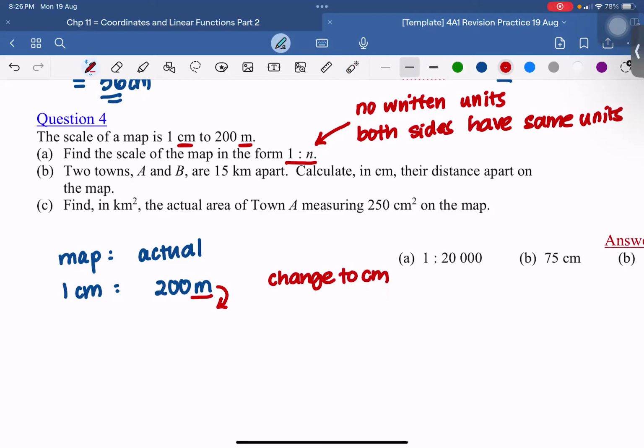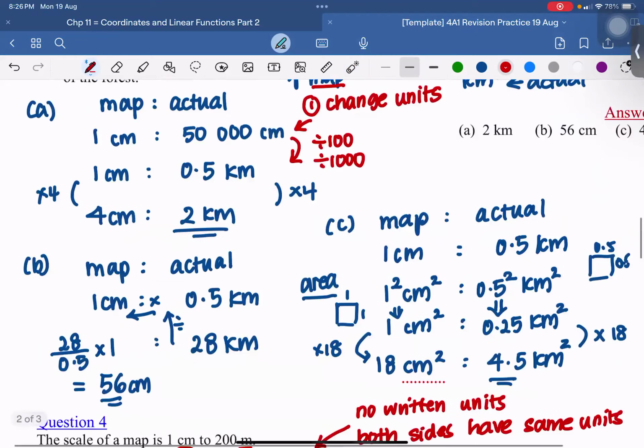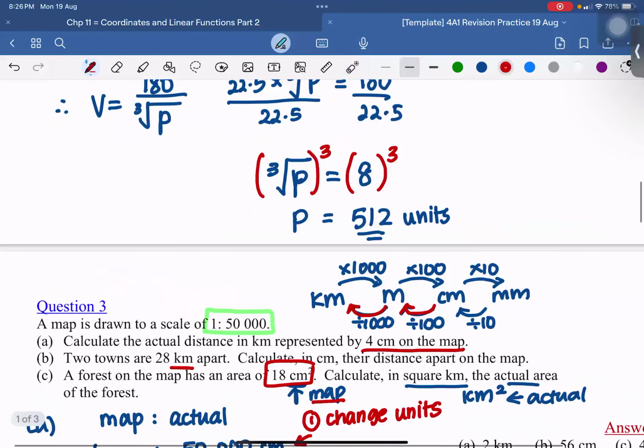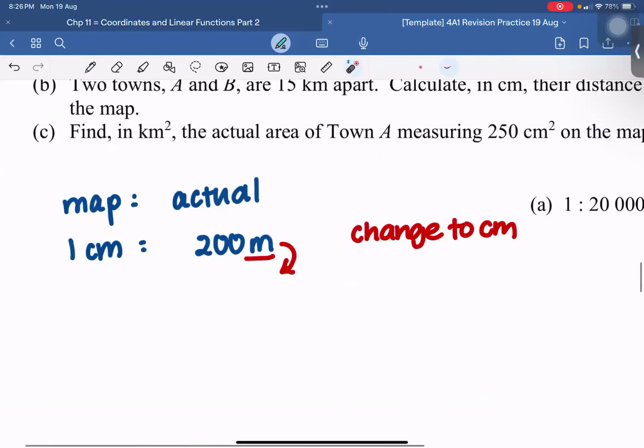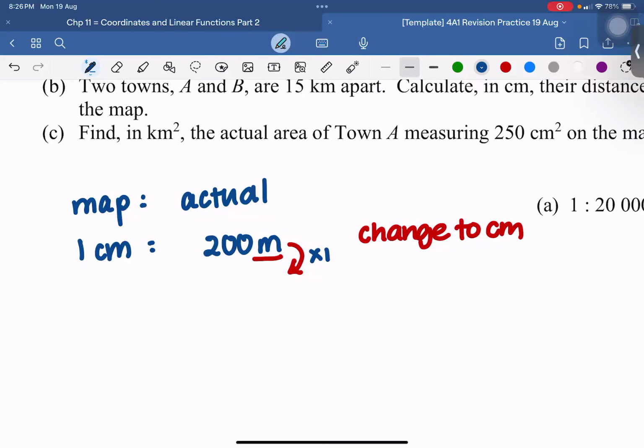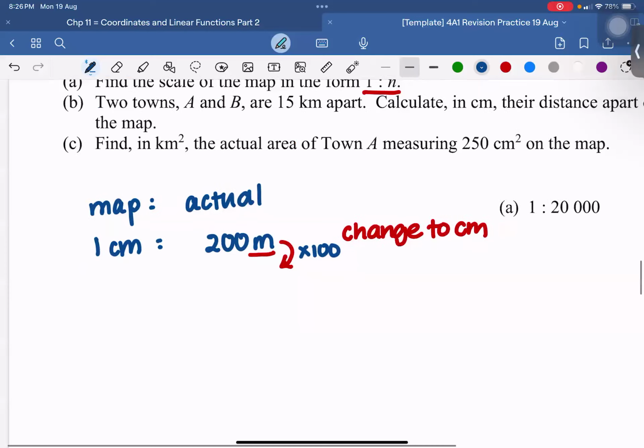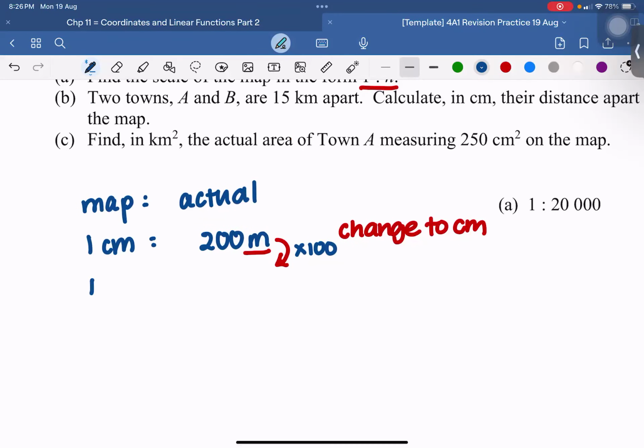So I want to change to cm. Okay, then let us go back from meter. How many cm? Meter to cm is times 100. 1 meter is 100 cm. So times 100. Okay, I change the units first. I still keep this 1 cm, 200 times 100.